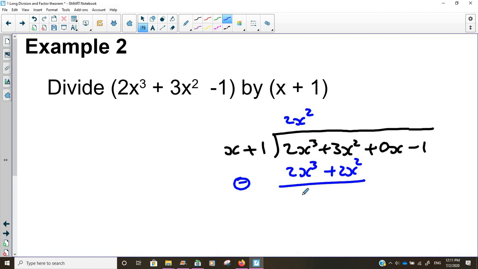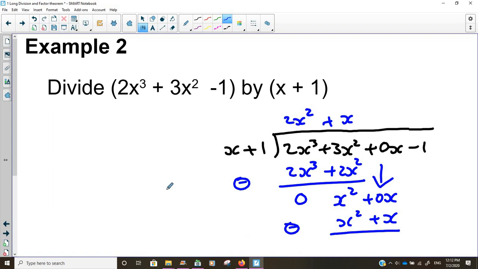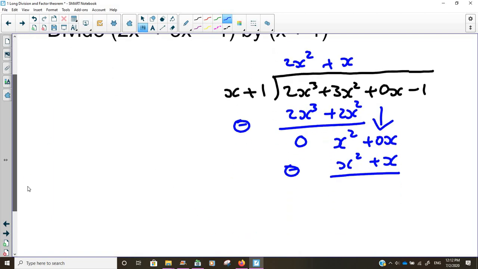2x cubed minus 2x cubed is 0. 3x squared minus 2x squared is just x squared. Okay, and we have a 0x that I'm going to bring down there. And start again. How many x's are there in x squared? Well, there's just x. X times x is x squared. X times 1 is x. And subtract. Okay, x squared minus x squared is 0.